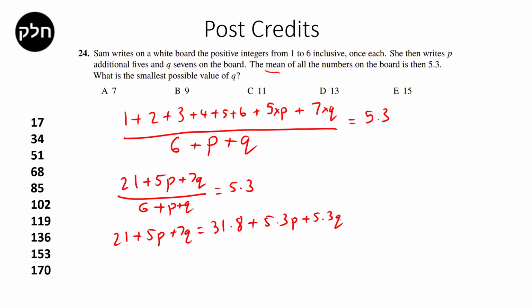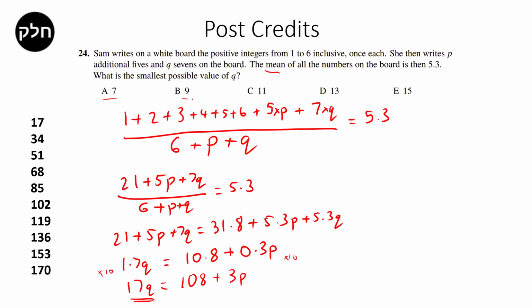So let's bring all the p's and q's on one side, the numbers to the other. This means I'm going to end up with 1.7q, and I'm going to write it like this actually, equals 10.8 plus 0.3p. Now really here, I'm just trying to get anywhere. And actually, I don't like the decimal, so I'm going to times both sides by 10, just to make it a bit clearer. We now have that 17q equals 108 plus 3p. And here is where our multiples of 17 come in. There are only, at the end of the day, these 5 options for the smallest value of q.